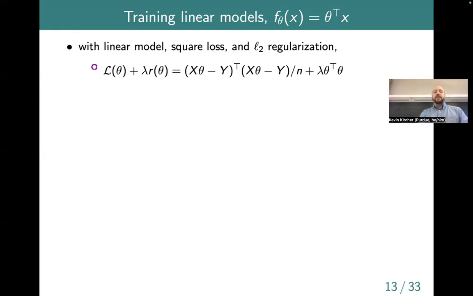Okay, so with a linear model, it turns out that the function we're trying to minimize, the regularized mean loss, is actually a quadratic function of the parameter vector theta. We can show that in just a few lines. With the square loss function, a linear model, and L2 regularization, so ridge regularization, not lasso regularization, the mean loss can be written this way. This term is the mean of all the squared errors, and this term is our quadratic penalty on theta.